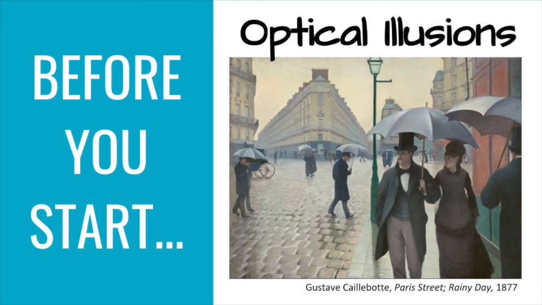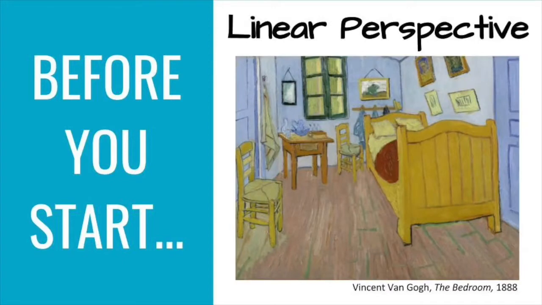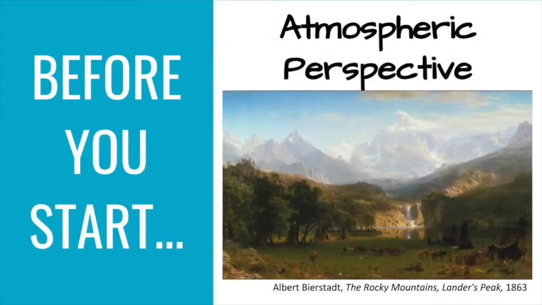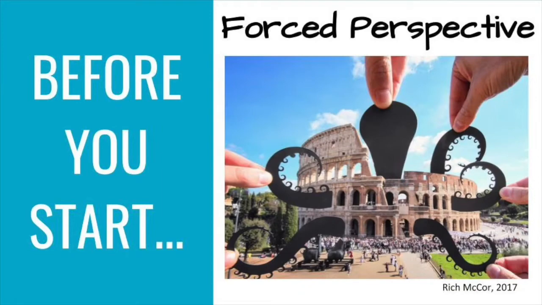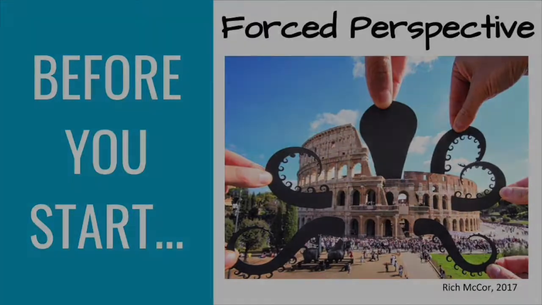How much space appears between the foreground, middle ground, and background. There are different kinds of perspective that help create this illusion of three-dimensional space in a two-dimensional work of art. If you want to learn more, check out the Perspective in Art video before getting started. If not, let's get into forced perspective.